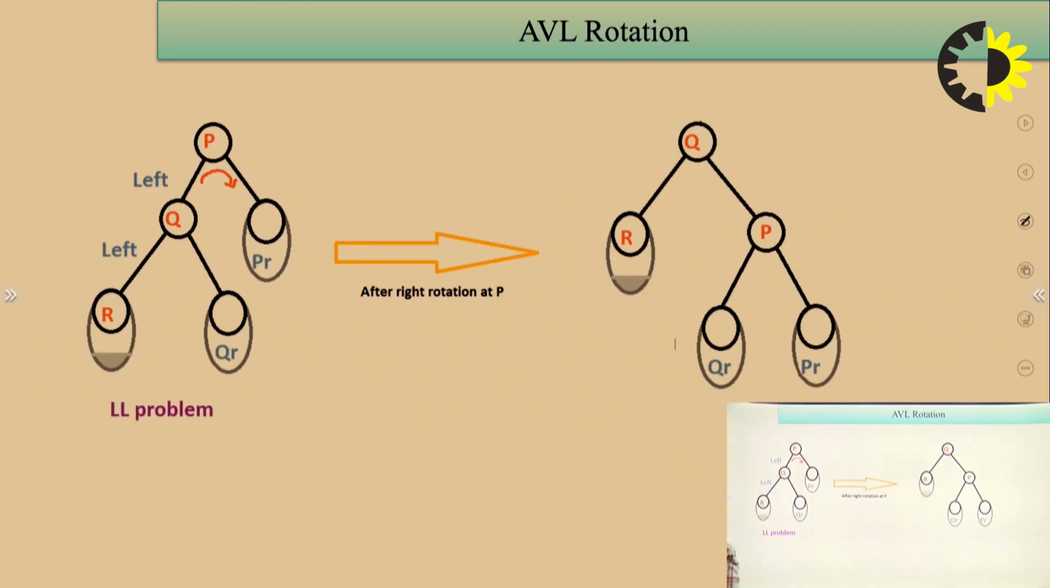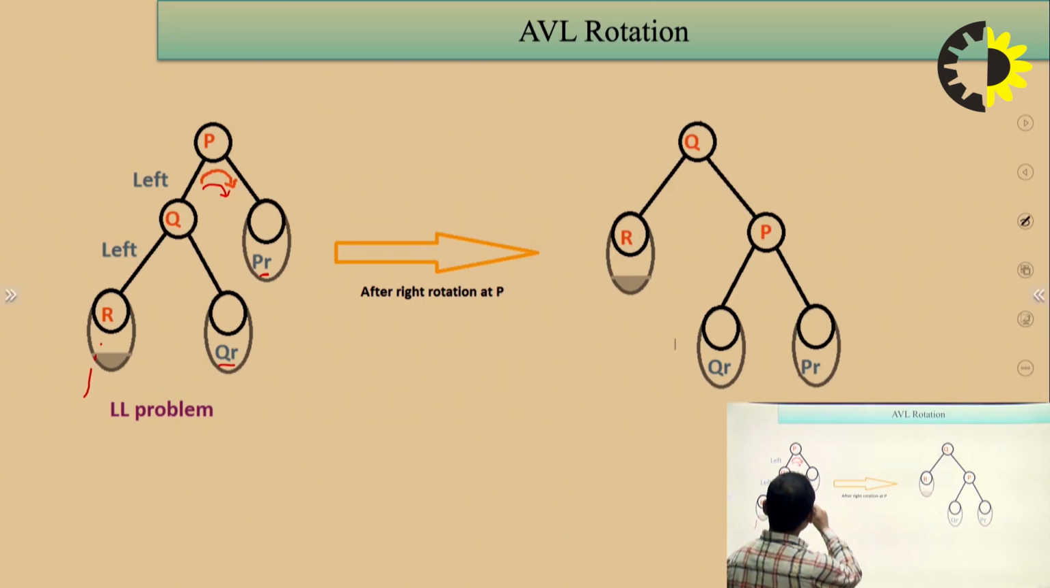After rotation, this is the LL situation. In the case of the LL situation, one rotation is required at P, to the right side. Our whole nodes may be connected in this manner. This is PR. What is PR? The right subtree of the P point, and this is QR, the right subtree of the Q point. R may have many nodes in the downside.